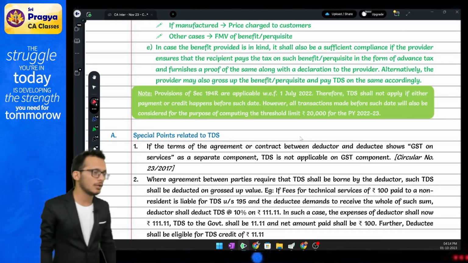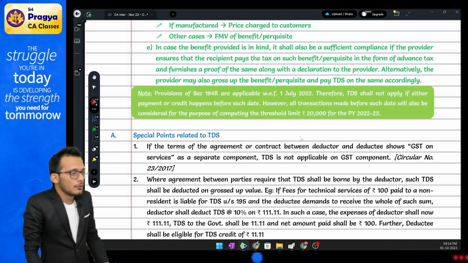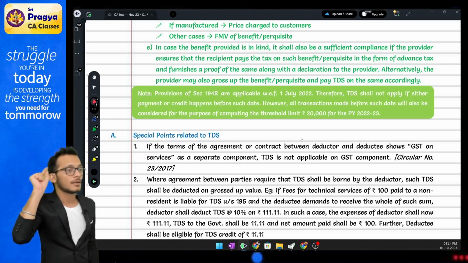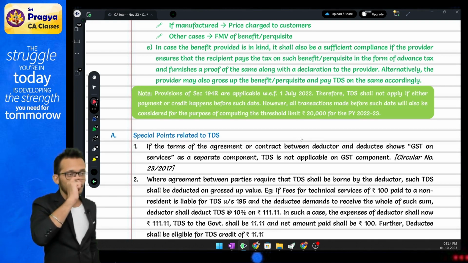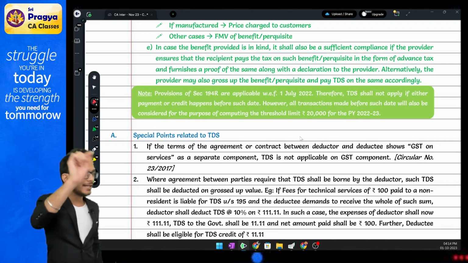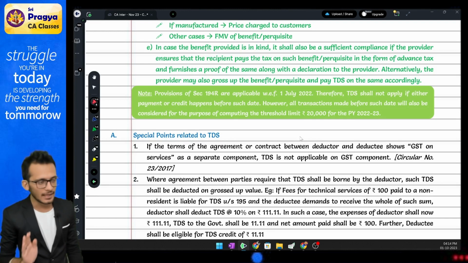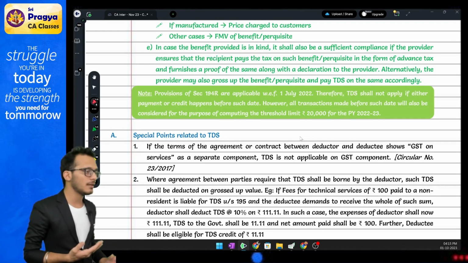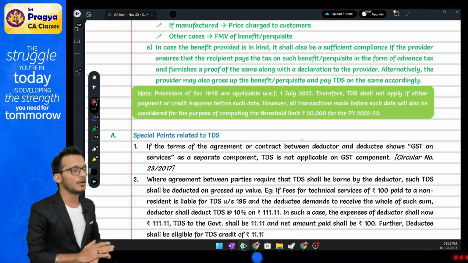From 1st July, any benefit which you gave before 1st July should be considered for the purpose of the 20,000 limit, but should not be considered for the purpose of TDS. Any benefit you give before 1st July, you will ignore for computing the TDS, but you will consider it as a part of the 20,000.